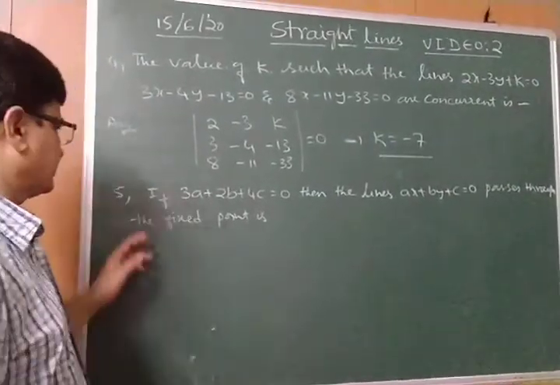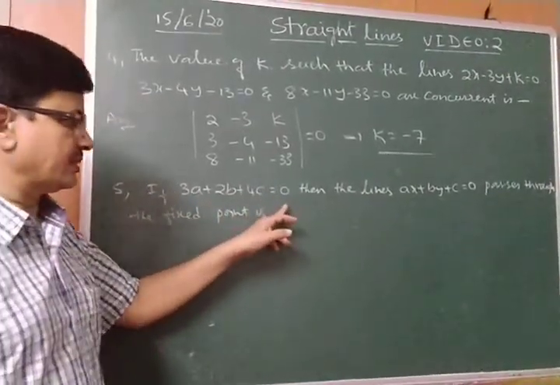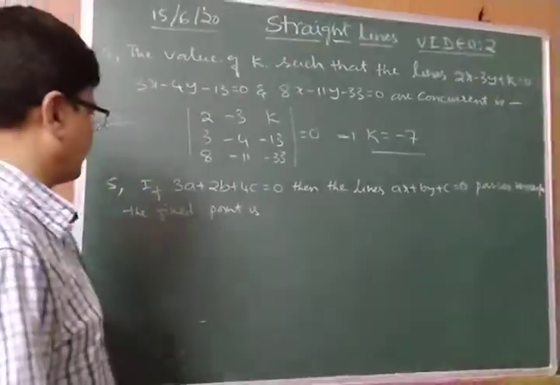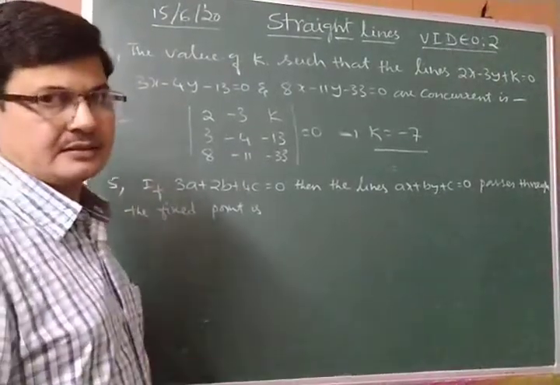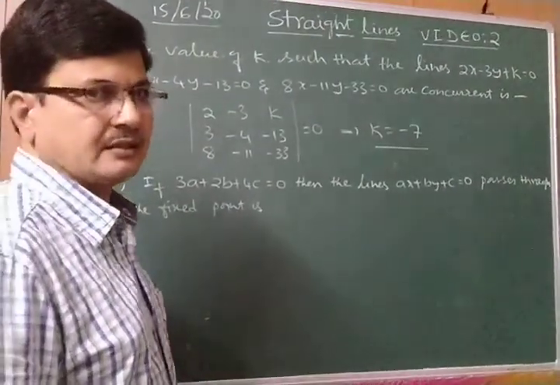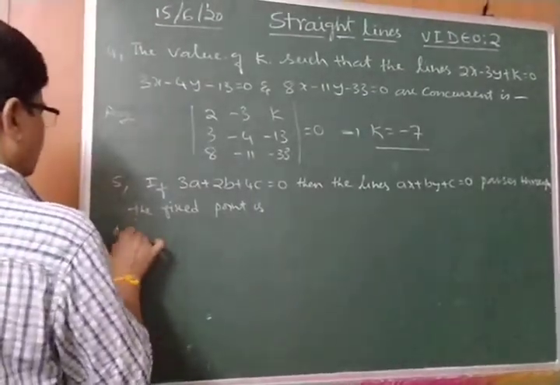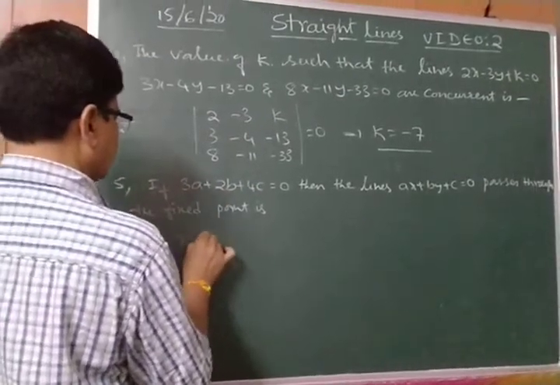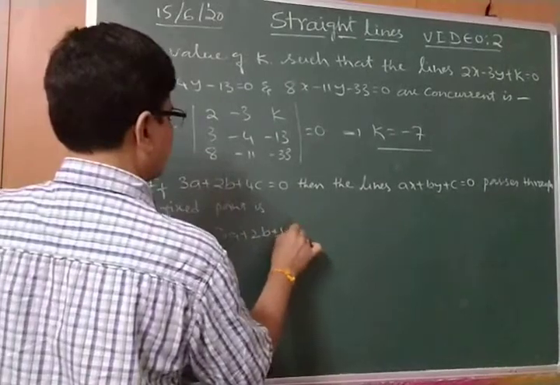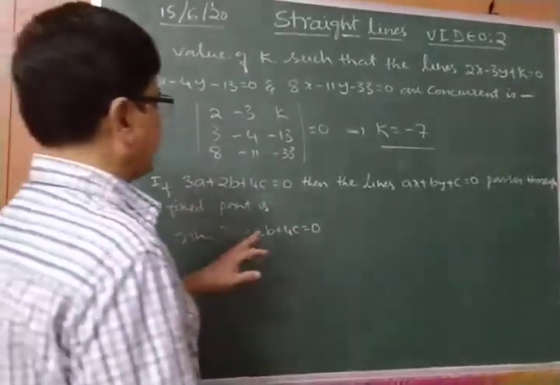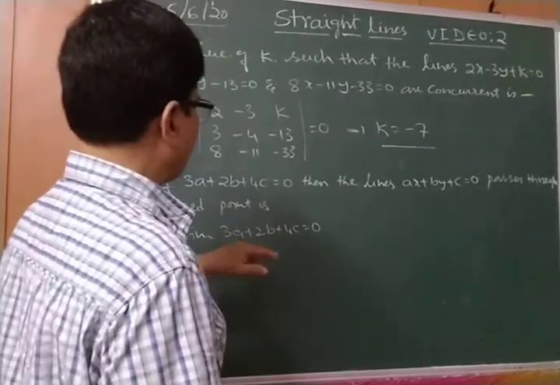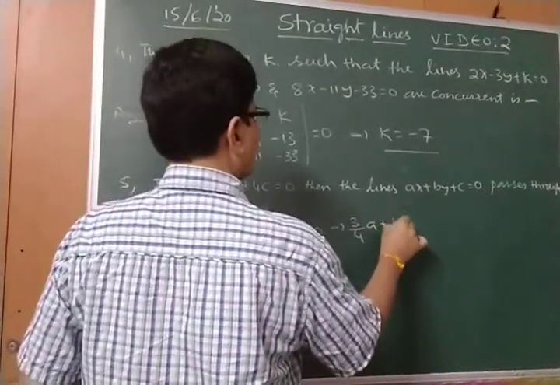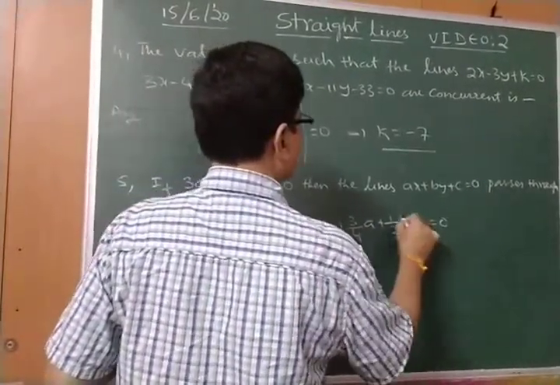Problem number 5. If 3a plus 2b plus 4c is equal to 0, then the lines ax plus by plus c is equal to 0 pass through the fixed point. Find the point. We want to find the fixed point. So the given condition is 3a plus 2b plus 4c is equal to 0. Dividing on both sides by 4, we get 3 by 4 into a plus 1 by 2 into b plus c is equal to 0.